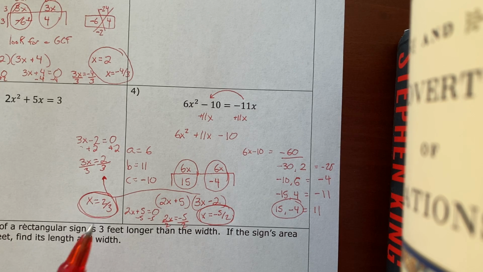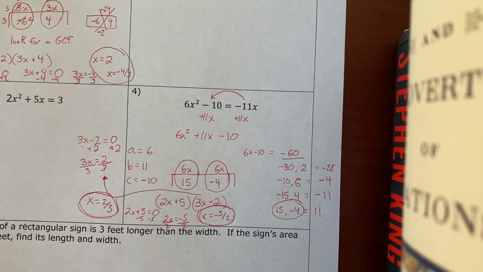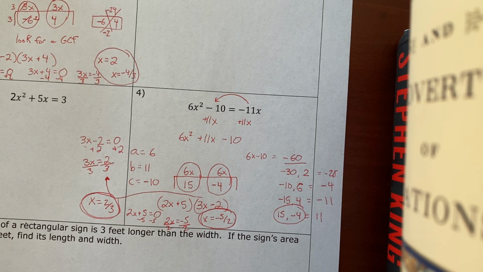All right, two answers, right? A positive 2/3 and a negative 5/2. Please, please, please leave your answers as fractions. Do not write a decimal. This as a decimal is that ugly 0.66666. It just keeps going on forever. You don't want to round it. Just write it as a positive 2/3.